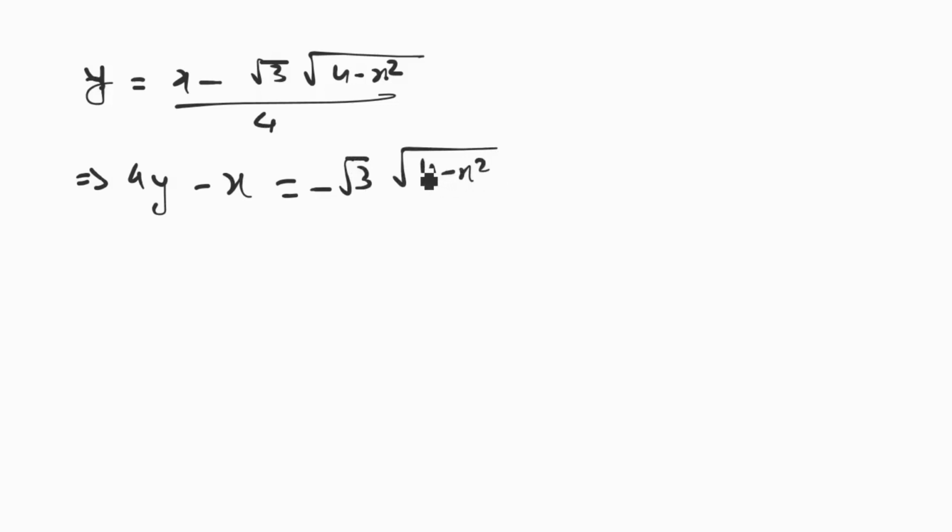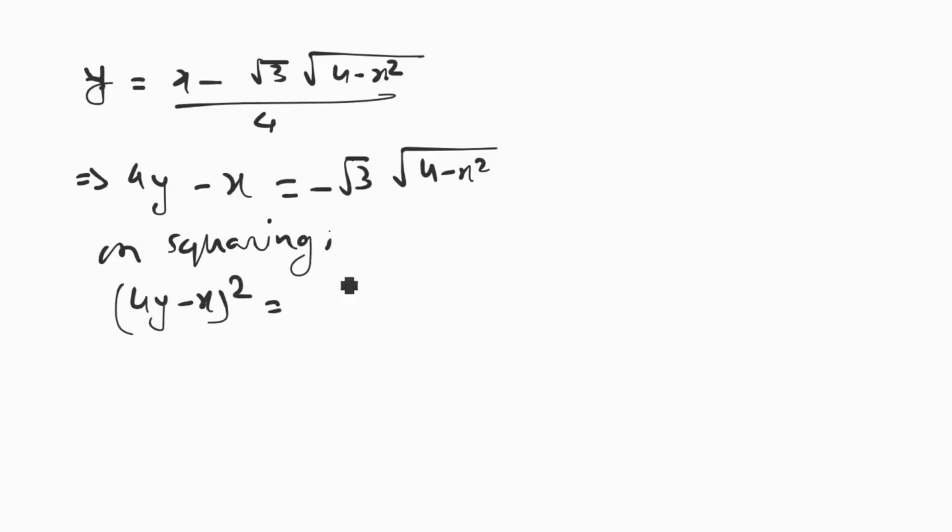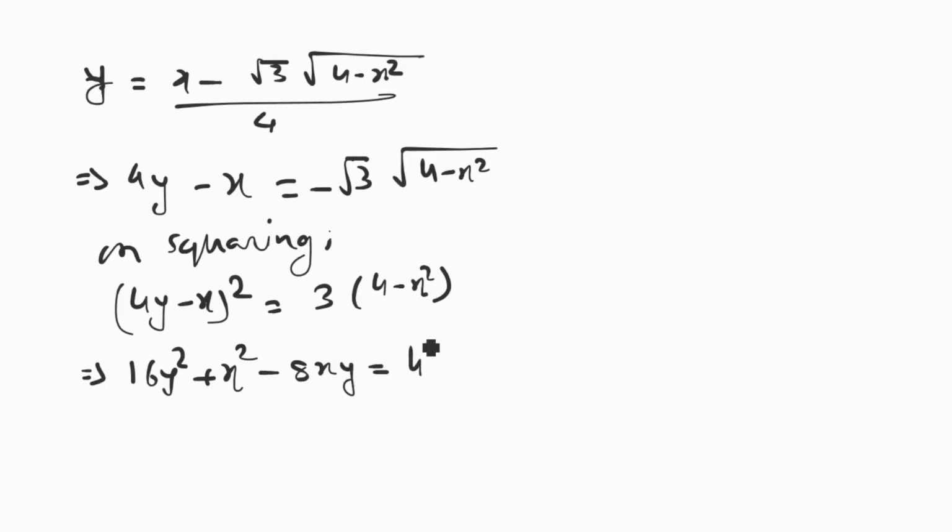Now squaring both sides, so the root will be removed. So (4y minus x) the whole square equals 3, as root 3 whole square is 3, times 4 minus x square. Now I expand this. This is a minus b the whole square, so 16y square plus x square, minus 2ab, so minus 8xy. This side we have 4 into 3, that is 12, minus 3x square.